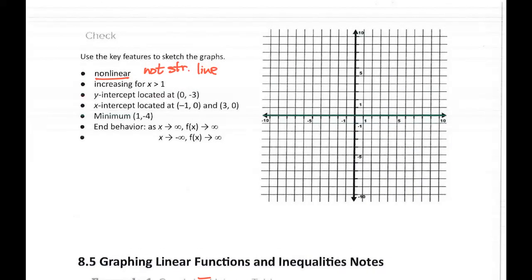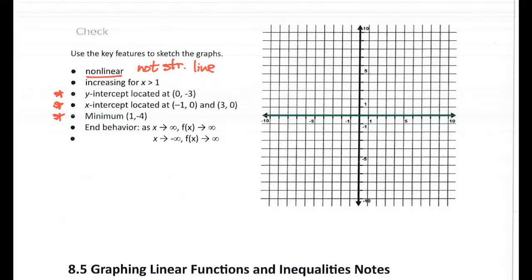Increasing where x is greater than 1, we can check that later. I got x and y intercepts here. I have a minimum, meaning the lowest point, and I have end behaviors, okay? So y-intercept at 0, -3. So 0, 1, 2, 3. That takes care of that point right there. An x-intercept at -1, 0, and 3, 0. 1, 2, 3. Okay, so I've got those.